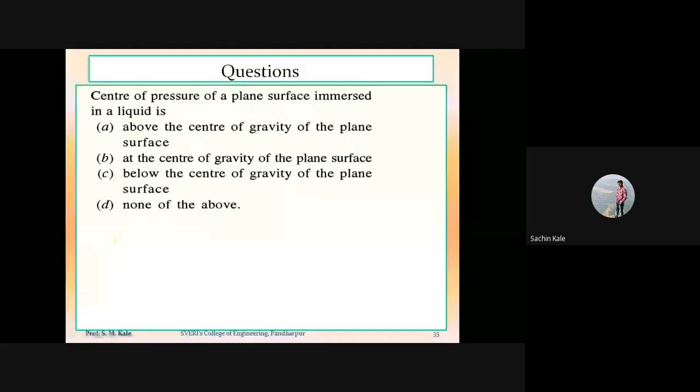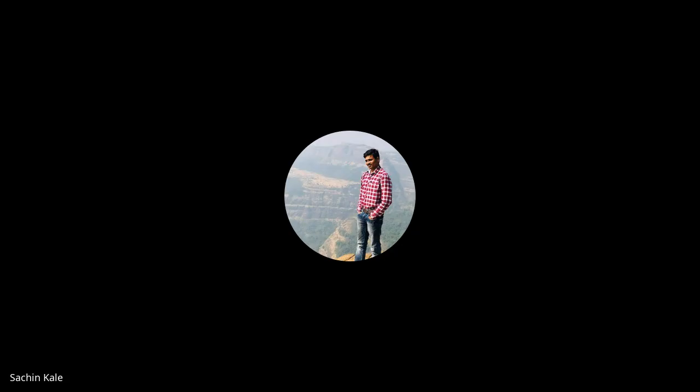So the center of pressure of a plane surface immersed in a liquid is always below the center of gravity of the plane surface, because we know the formula for H star. H star is given by the equation H bar plus something. H bar plus something means that point P is below the center of gravity point G.